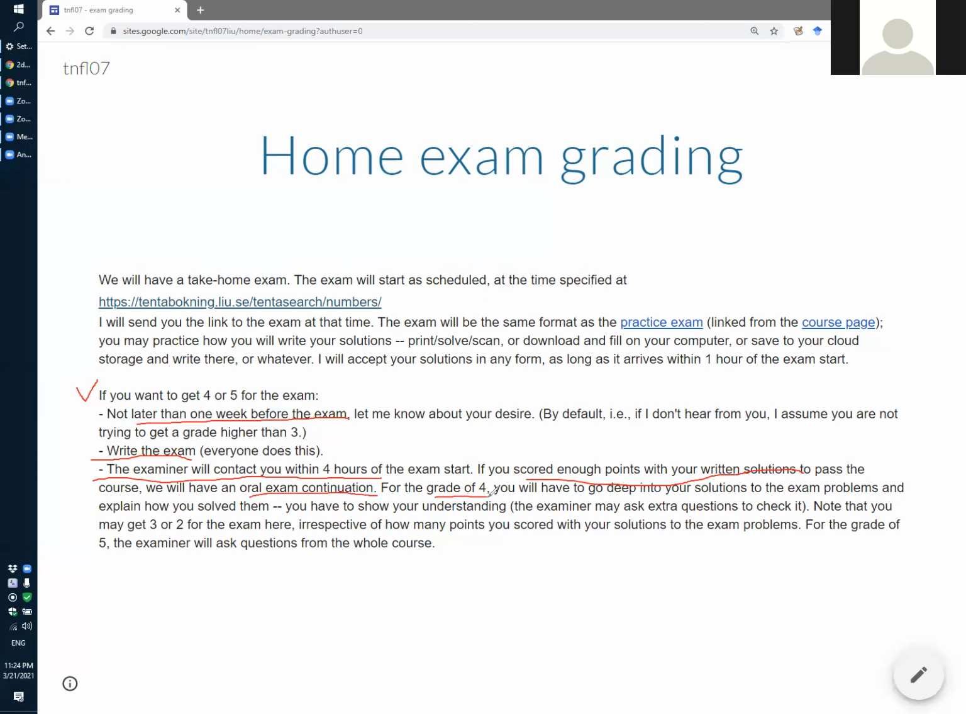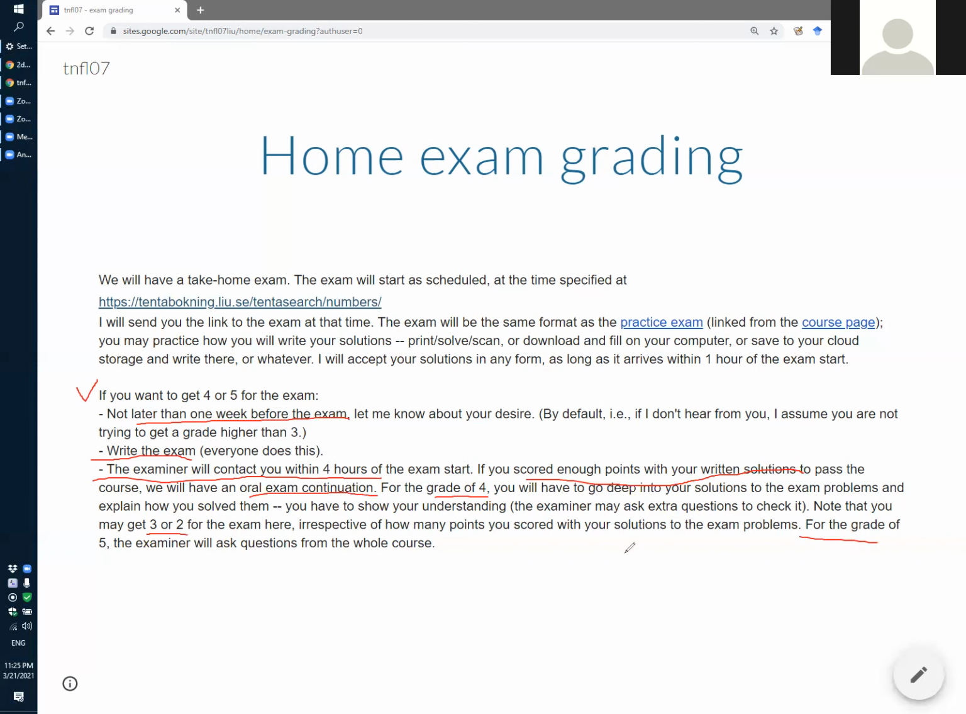For the grade of 4, I will ask how you solved the different problems on the exam, and you'll have to explain to me how you did that. And if you fail to do that, you can get a 3 or even fail the exam. So just trying to get a 4 or 5 doesn't mean that you will necessarily get something better than 3, or even that you will pass the course.